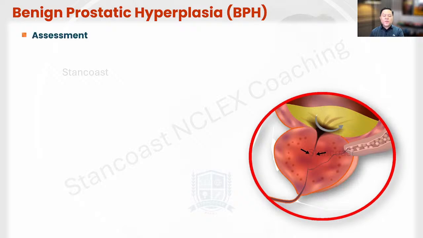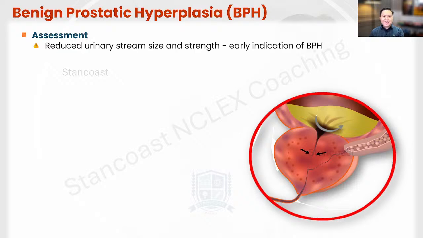And so when the patient is going to complain about this problem, most of the time their chief complaint here is the reduction of the urinary stream size and also the strength. And this is the earliest indication that they have the BPH, okay? Reduction in the urinary stream. It's kind of weak. Even if they start to bear down a little bit, they'll probably just end up farting, but no urine stream.